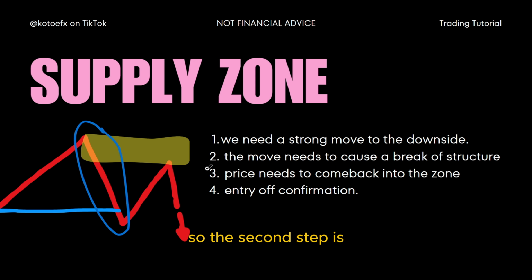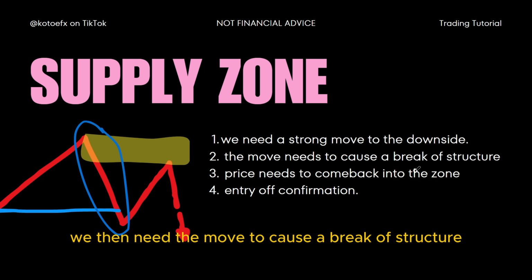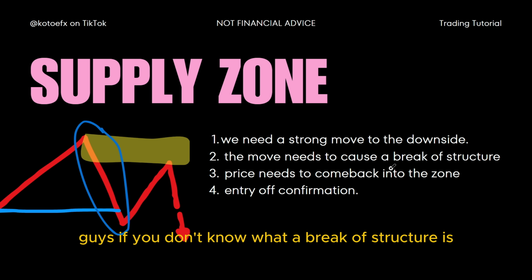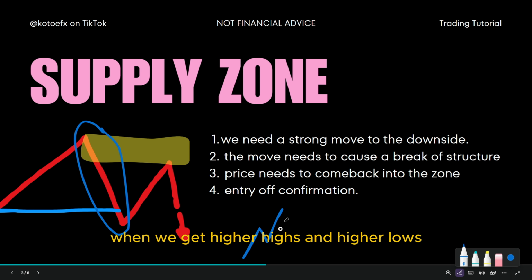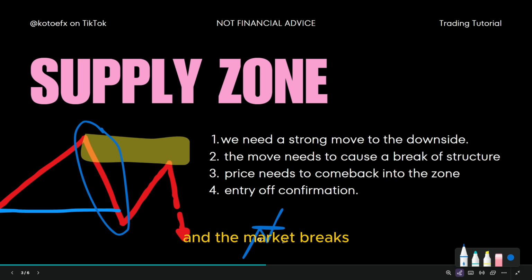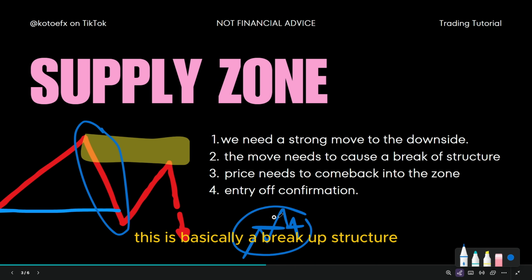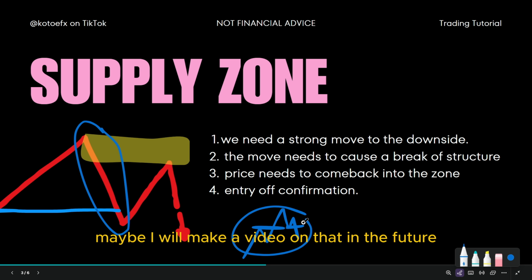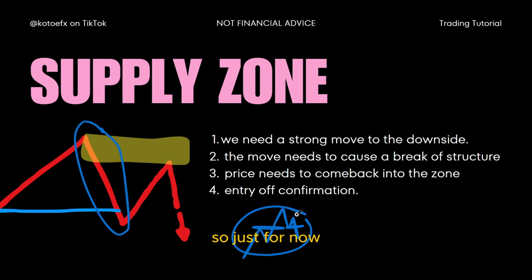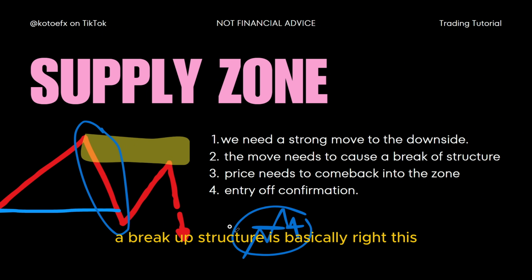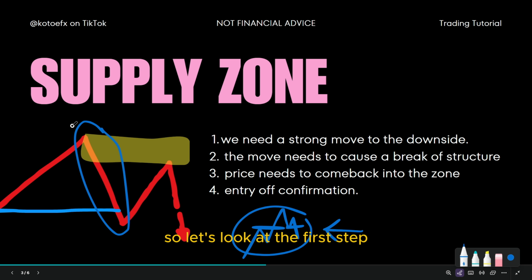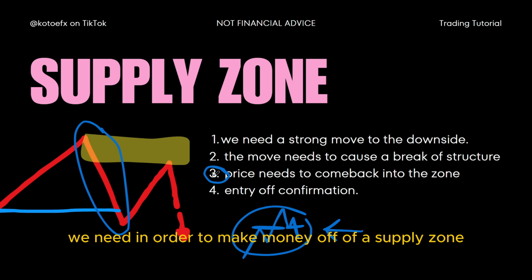The second step is we then need the move to cause a break of structure. If you don't know what a break of structure is, it's basically when we get higher highs and higher lows and the market breaks one of the highs or one of the lows. This is basically a break of structure, okay? Really basic guide. Maybe I will make a video on that in the future. So just for now, so you know what we are actually talking about, a break of structure is basically this.